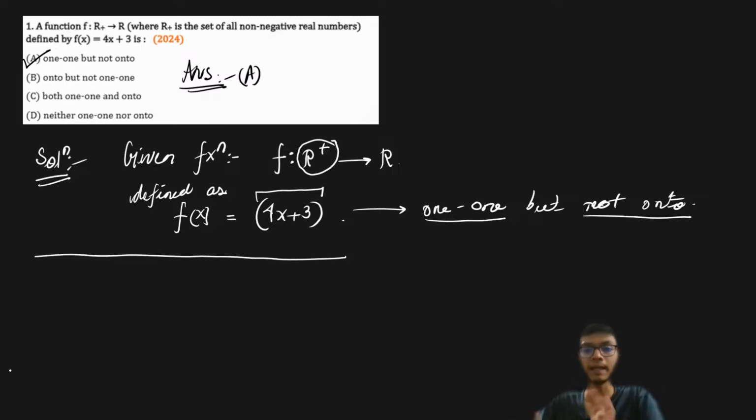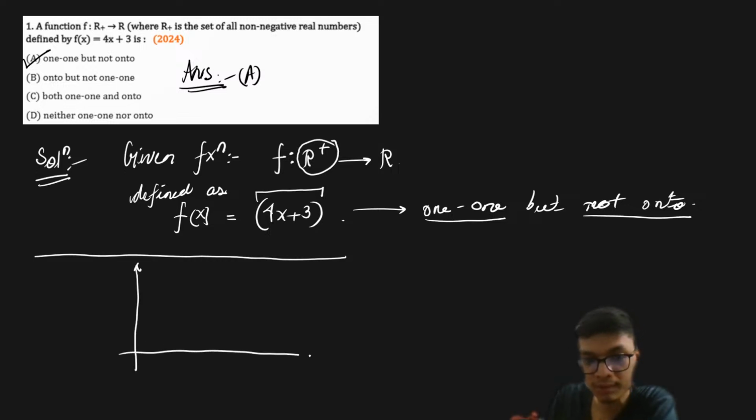Now, how did I quickly approach the answer? This is not how you are going to solve it. Whenever you have these kinds of questions, since it's a linear map, you can try to draw the graph of the function. The domain is the non-negative real part, starting from 0 and going to positive infinity. At 0, the value is going to be equal to 3, and it is a linear function, so it increases up to infinity.